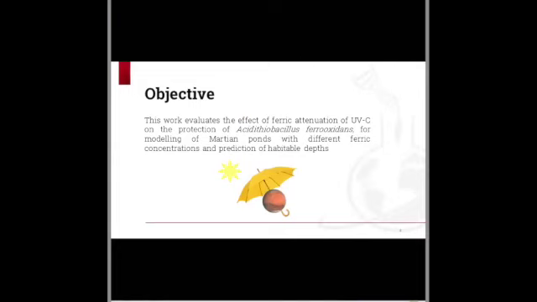This work evaluates the effect of ferric attenuation of UVC on the protection of Acidithiobacillus ferrooxidans, by modeling Mars ponds with different ferric concentrations and predicting habitable depths. I'm going to explain it more later.